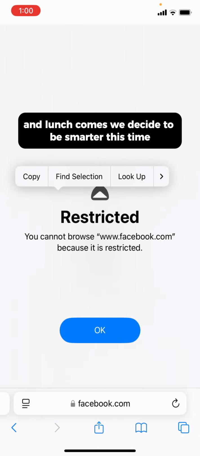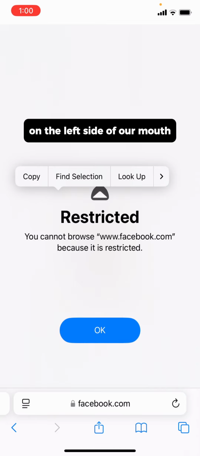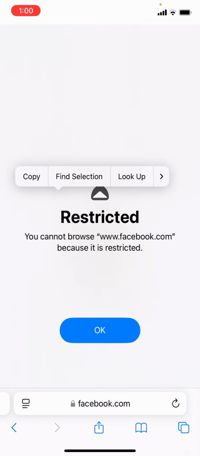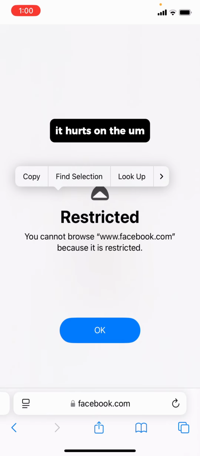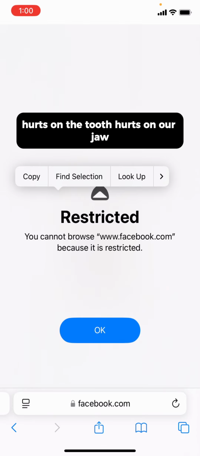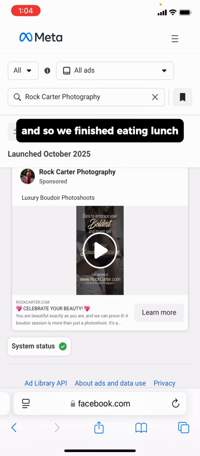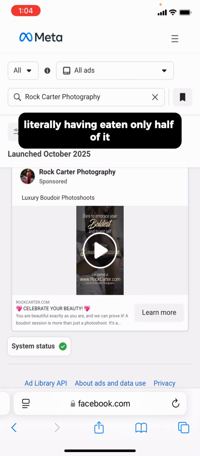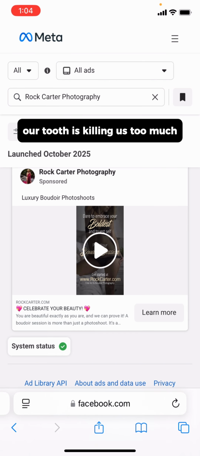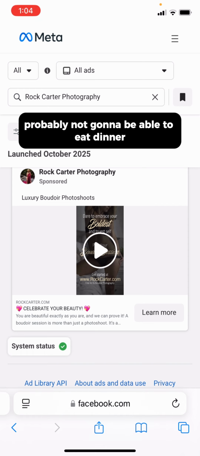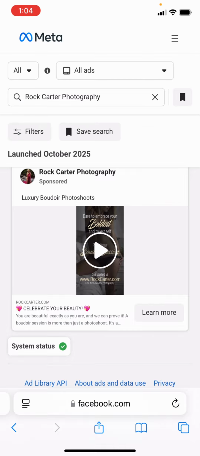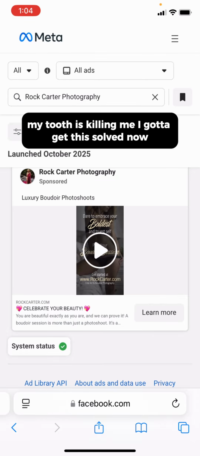And lunch comes. We decided to be smarter this time. We decided to eat all the food on the left side of our mouth because the right side's killing us. But still, the right side hurts. It hurts on the tooth, hurts on our jaw. And so we finish eating lunch, literally having eaten only half of it. Our tooth's killing us too much. And we're like, dude, probably not gonna be able to focus at all this afternoon. Probably not gonna be able to eat dinner, probably not gonna be able to sleep. My tooth's killing me. I gotta get this solved now.